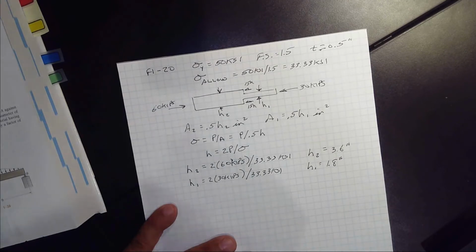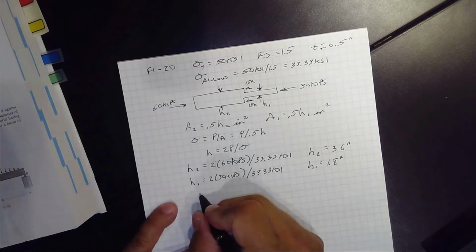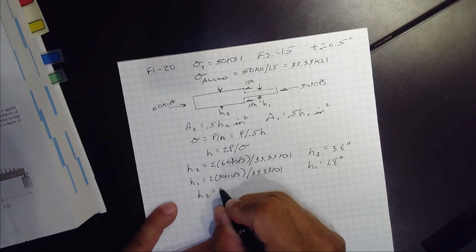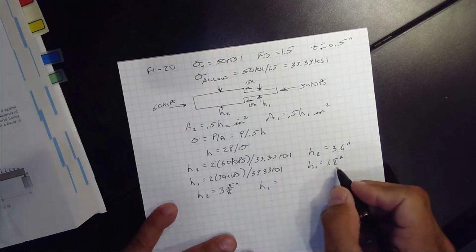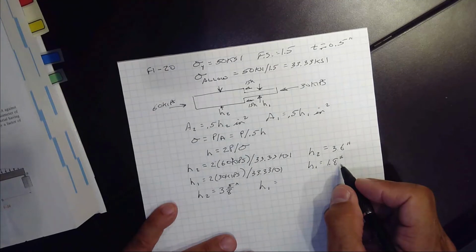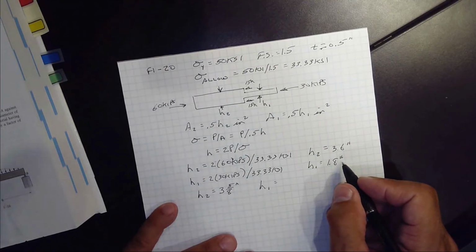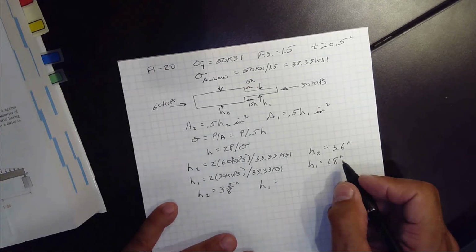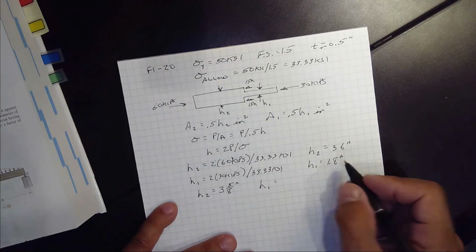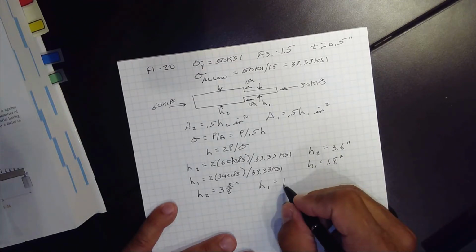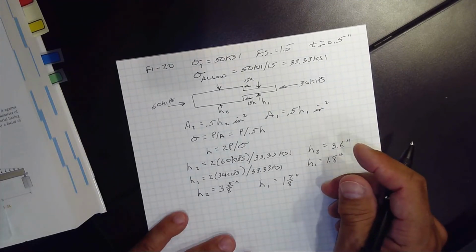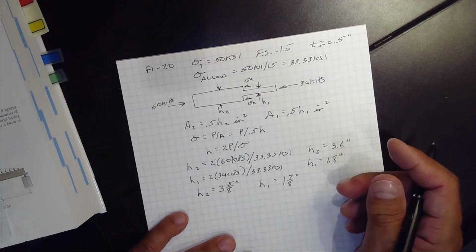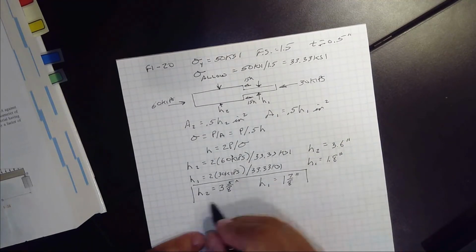5/8 is 0.625. So we're going to say that H2 is going to be equal to 3 5/8 of an inch. And H1, well, 1.8, if we round up, we're going to get 0.8125, right? 7/8. So that's equal to 1 7/8 inch. So those are the two answers.